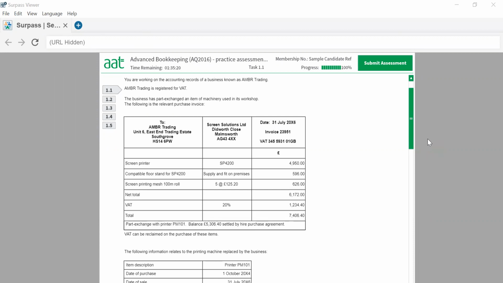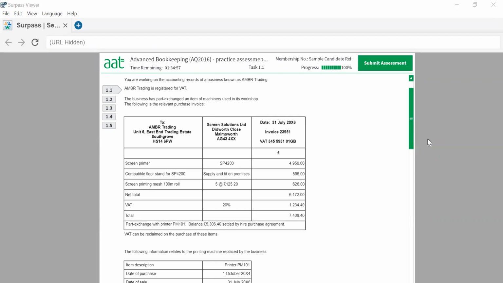A few people have asked me to do it, so here we go. So first question, I'm sure that you're aware of, but it says you're working in the accounting records of a business known as A&BR Trading. A&BR Trading is registered for VAT. The business has part exchanged an item of machinery used in its workshop, and the following is relevant.